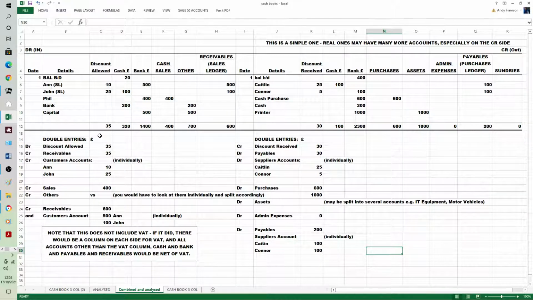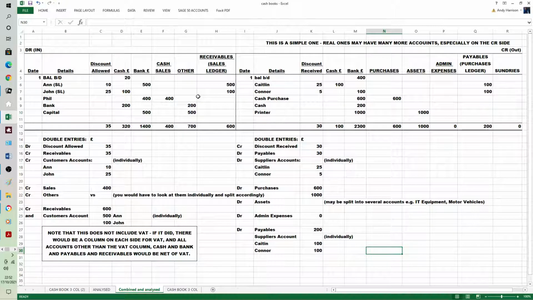The discounts allowed would be the total. Now we've actually got 2 customers taking a discount off us, so we need to post them into the customers' accounts in the sales ledger individually. Sales 400, and again others, we've got a couple more items, or we've got some capital coming in, so that would actually be credit capital. That one, we've got book balances here, so we wouldn't necessarily need a separate bank and cash control account.